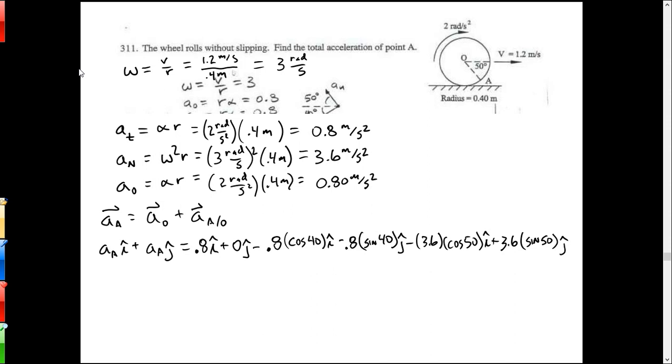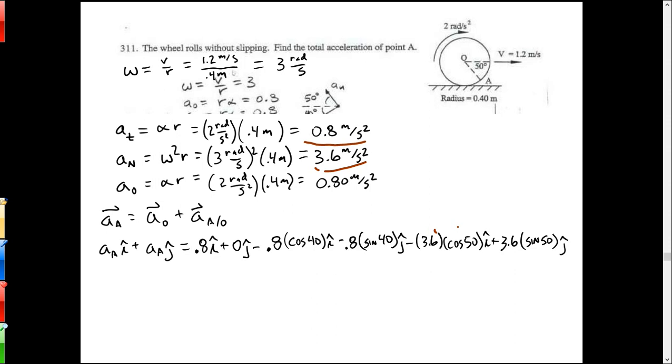Okay, so in this one, you got the velocity, you got the radius. Take the velocity divided by the radius, you get 3 radians per second. That's the angular speed. The tangential acceleration then is alpha times r. And you're given alpha, and you got r, so you can find the tangential acceleration at 0.8. The normal acceleration then is omega squared r. You got omega at 3, you got r, so omega squared r is 3.6.